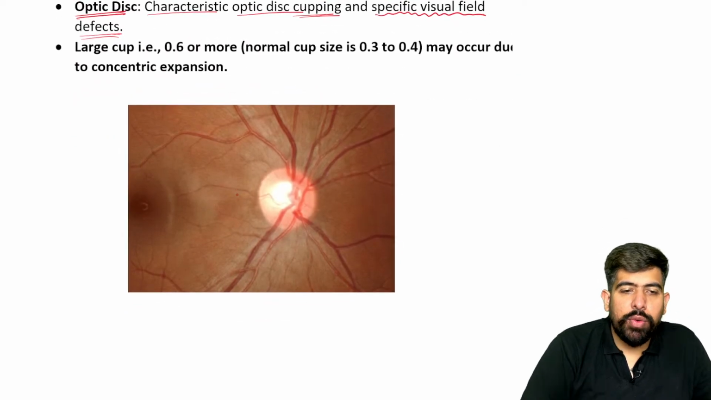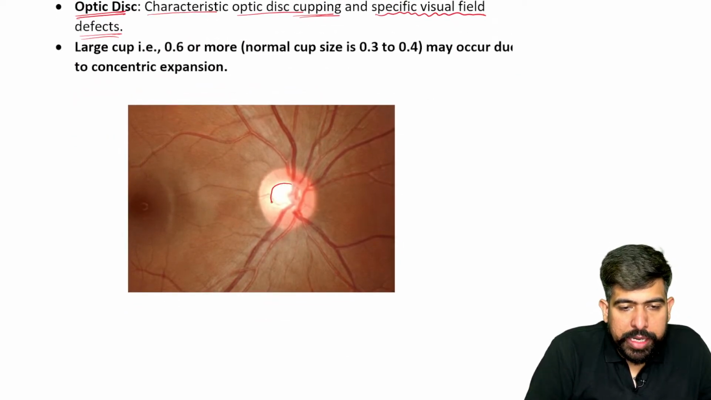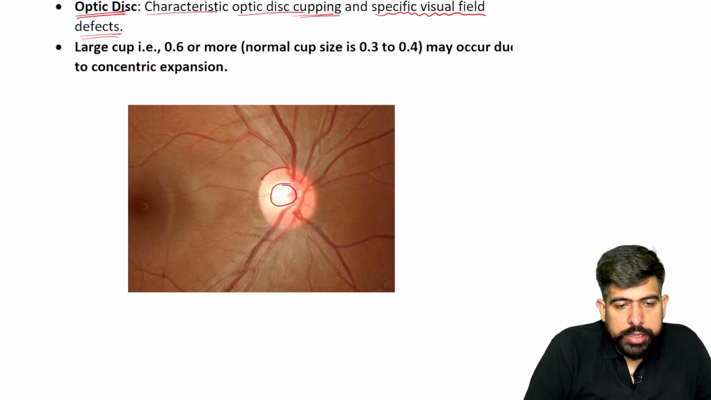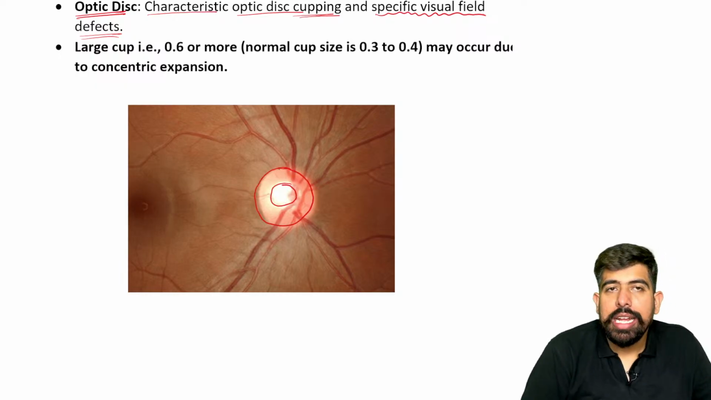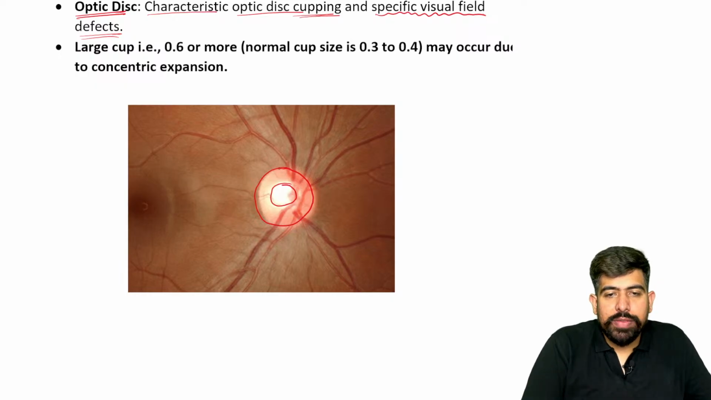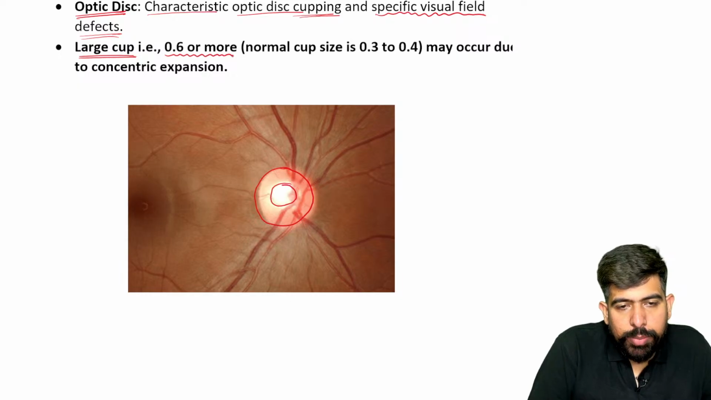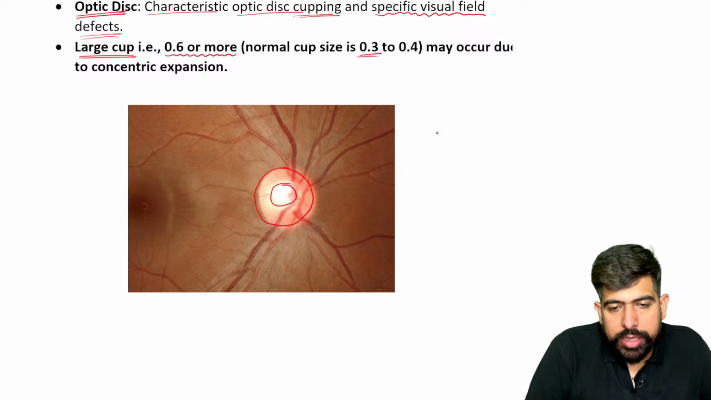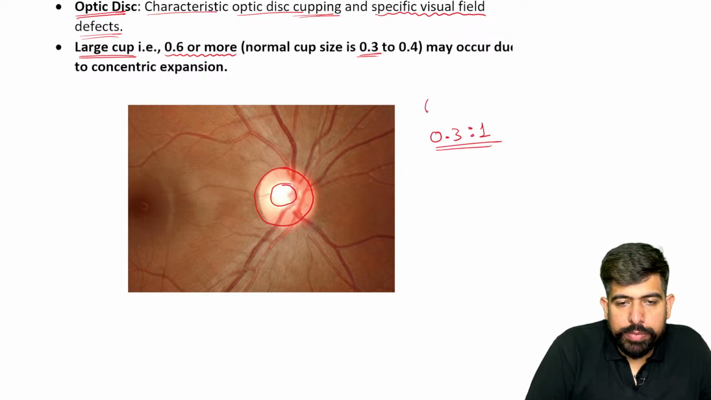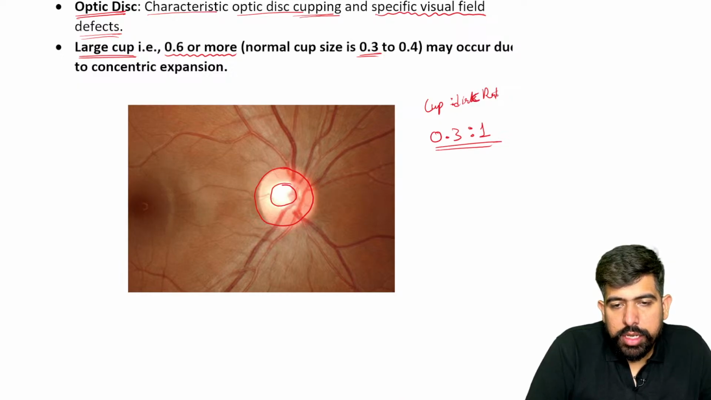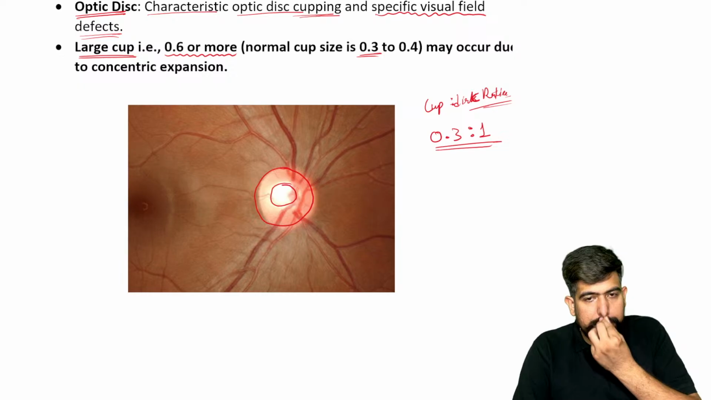First of all, you can see here the optic disc, or we can say the optic cup. This is the optic disc. Okay, this is the optic cup and the optic disc. So what kind of changes will be seen? First of all, there is enlargement of the cup, for example 0.6 or more. The normal size is 0.3. This is the cup disc ratio. Okay, this is the cup disc ratio.